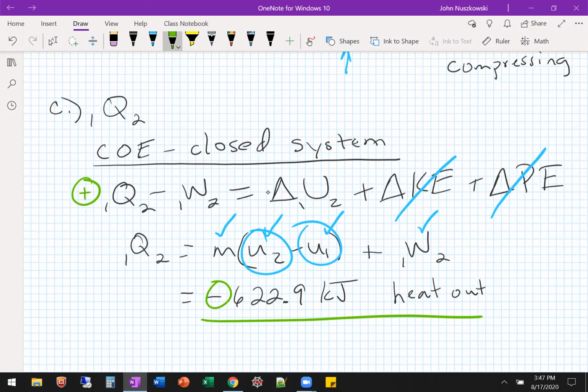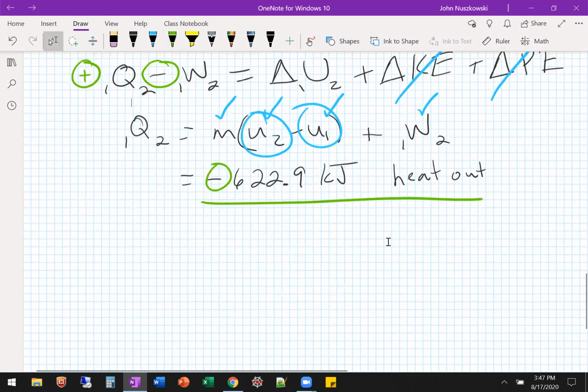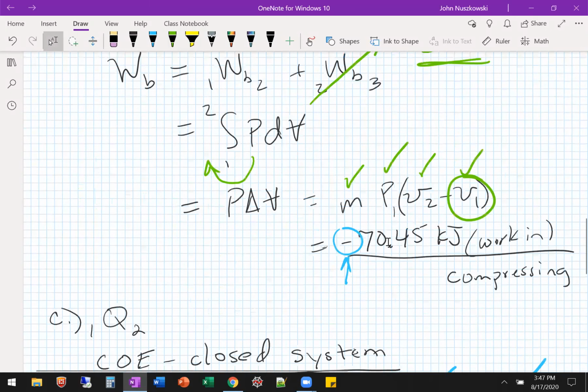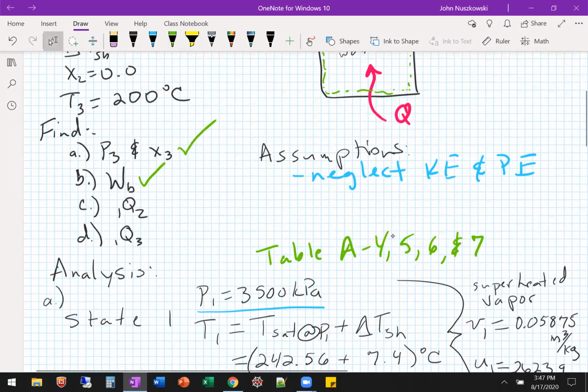Same thing occurs with work. You have a negative there, so you're assuming work out is a positive value. If you solve and you get a positive value, you got work out. If you solve and you get a negative value, you get the opposite of what you assumed, so you get a work in. All right, then we need the total heat transfer, which is Q from 1 to 3.